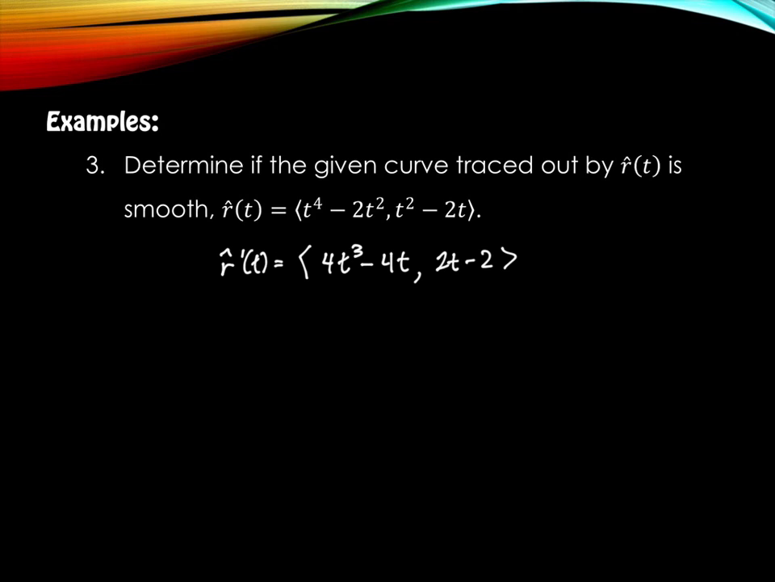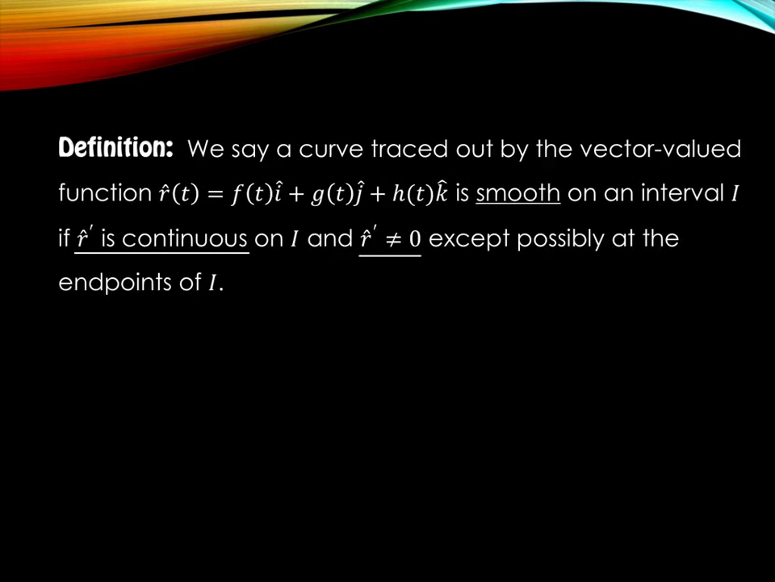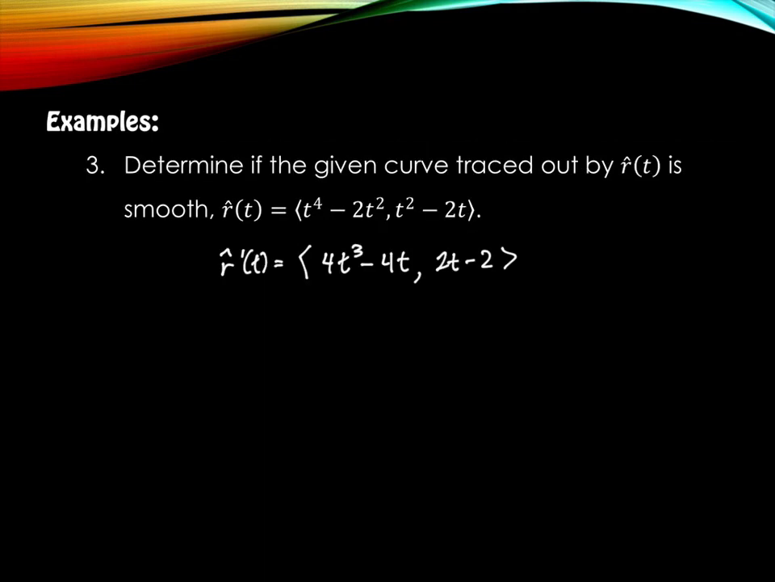That's not a problem. So the second thing that we're supposed to check is that the derivative does not equal 0. Now, these things do have the possibility of equaling 0, right? So we need to figure out if they do, what does that look like? In particular, we're checking not if, but where 4t cubed minus 4t is equal to 0, and where 2t minus 2 is equal to 0. That's what we're looking for. We need both of these to have the possibility of equaling 0 and to see where that might happen.